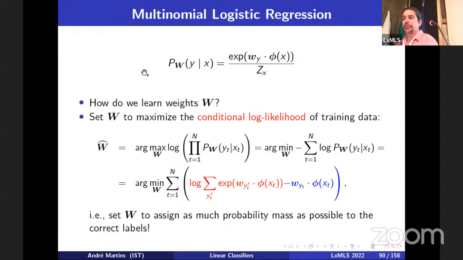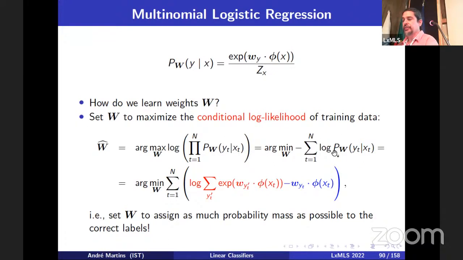So the most natural thing to do is to pick W that maximizes the conditional log likelihood of the training data, meaning that we want our estimate W hat to be the one that maximizes the product of the probabilities of each example YT given XT. And now we can also take logs. The log of the product is the sum of the logs. So we end up with this objective.